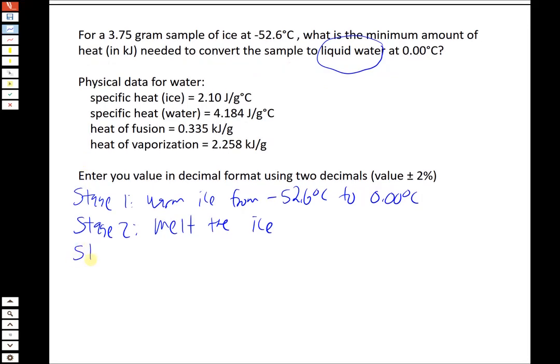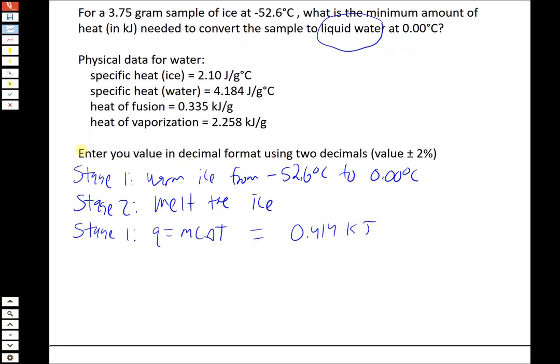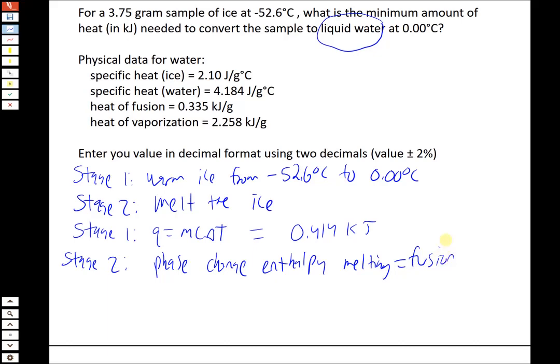For stage 1, it's exactly the same as the last problem. I used the same numbers on purpose. So Q, again, is MC delta T, just raising the temperature. As we found in the last one, that comes out to 0.414 kilojoules. Those are the numbers from the very last problem I did. But for stage 2, we have to use the correct phase change enthalpy to figure out the heat. Because we're melting here, the phase change enthalpy associated with melting is called the enthalpy of fusion. So we're going to use heat of fusion for the second term.